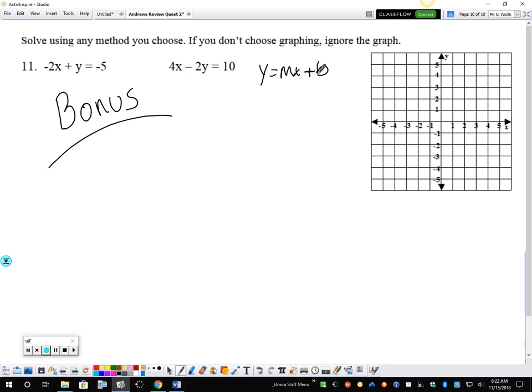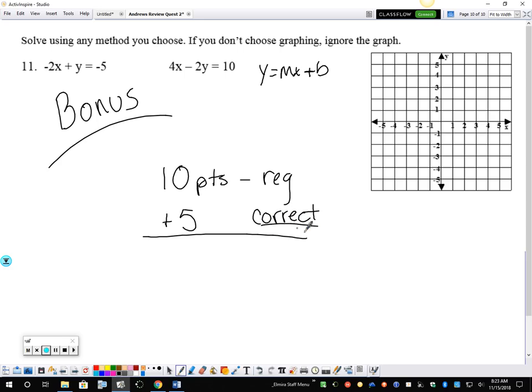And if you complete this bonus on your review, like the normal review is 10 points, okay? That's your regular full credit. If you complete this bonus and it is correct, I will add on 5 points with a correct bonus. So that would make this homework worth a total of 15 for you.